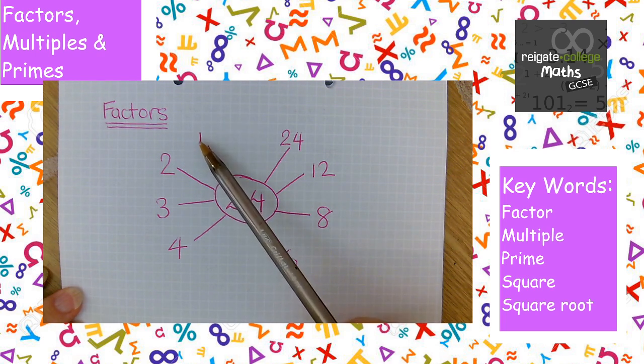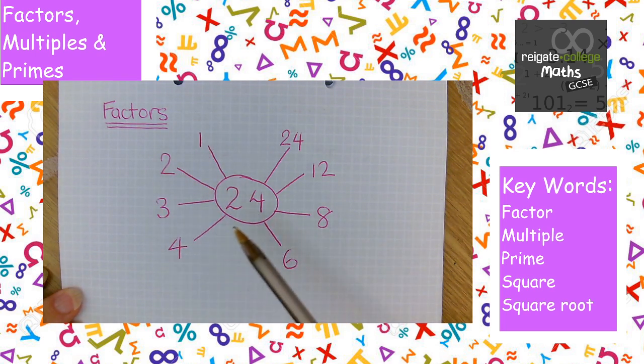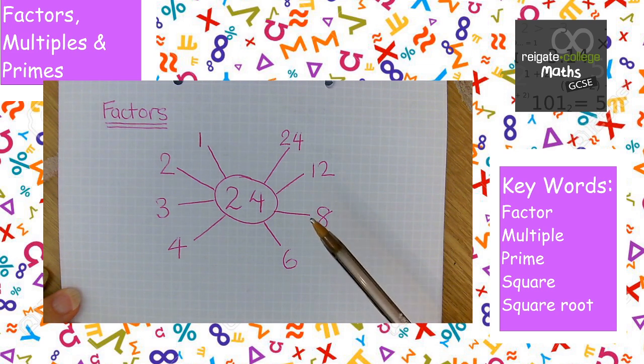Now I've gone from 1, 2, 3, 4. I know 5 isn't a factor because this number would have to end in 0 or 5 if it was. Now I start coming back on the factors I've already identified. So I know that in fact I've got all of them. There are 8 factors of 24 in total.